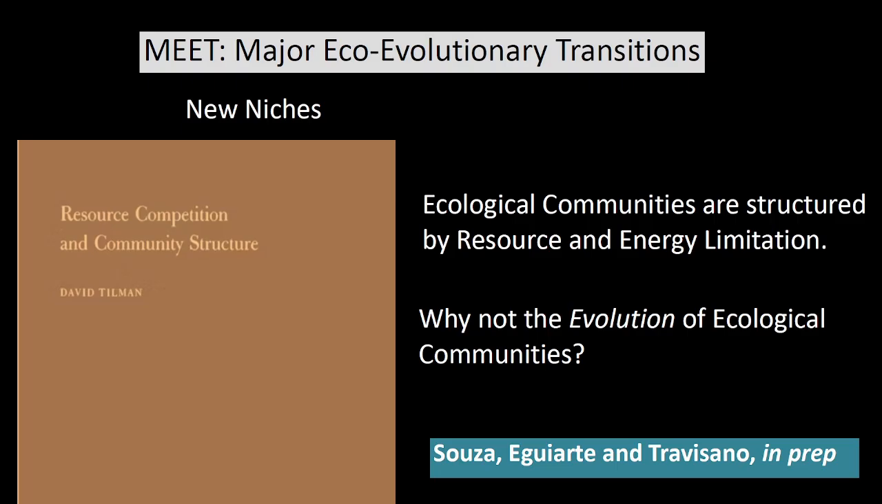Unfortunately, you can't read this. This is Resource Competition and Community Structure by David Tilman. What you know from ecology is that resource limitation and energetic limitation are super important in structuring ecological communities. We know this. That's quite a lot of ecosystem ecology. That's the default for ecosystem ecology, resource and energy limitations. That's how they structure it. So why isn't that important in the evolution of those ecological communities? And of course the answer is, of course it's important.